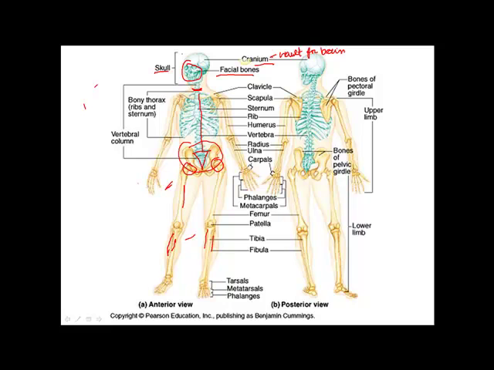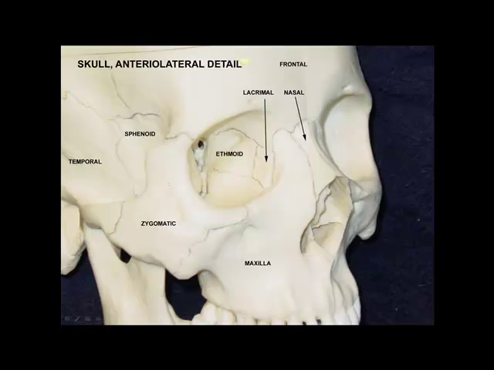So this will include the thorax. And the thorax is the ribs. We have 12 pairs of ribs, so we have 24 ribs. And the sternum, right here, protects your heart. And then the vertebral column. Okay? So moving on to the skull.